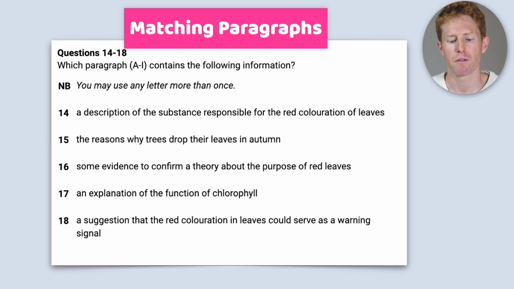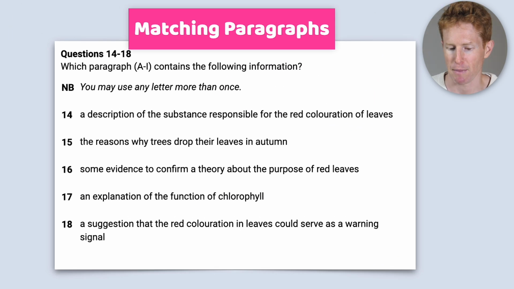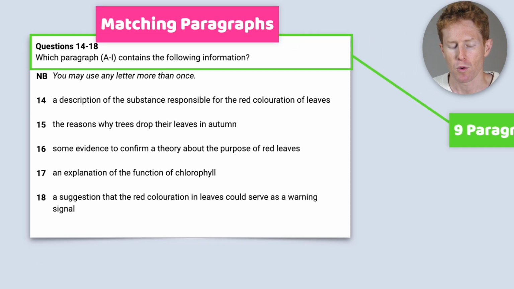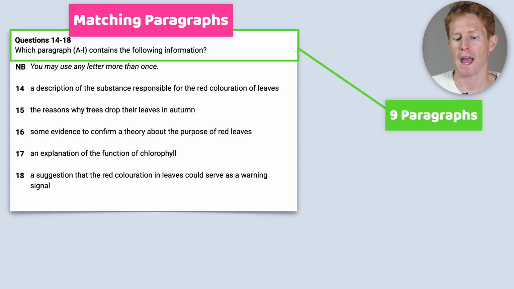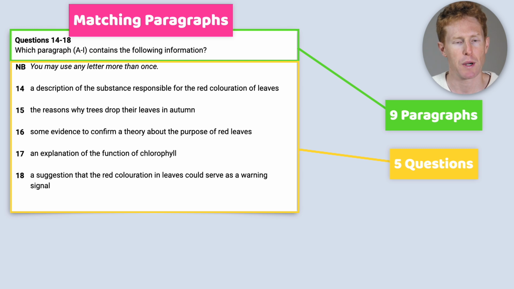Okay, so now that we've read the text, we're going to go straight to our first question. This is a matching paragraphs question. Now, it says, questions 14 to 18, which paragraphs A to I contain the following information? So we've got 9 paragraphs, A, B, C, D, E, F, G, H, I. 9 paragraphs, but we've only got 5 questions. Okay, we should make a note of that.